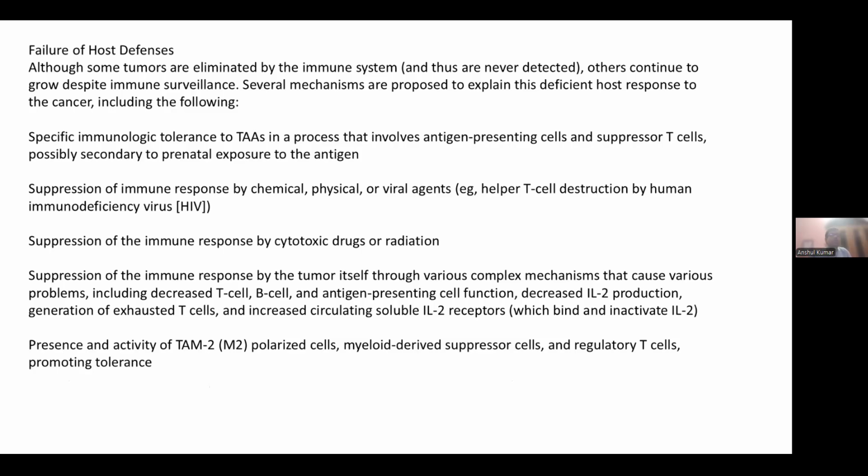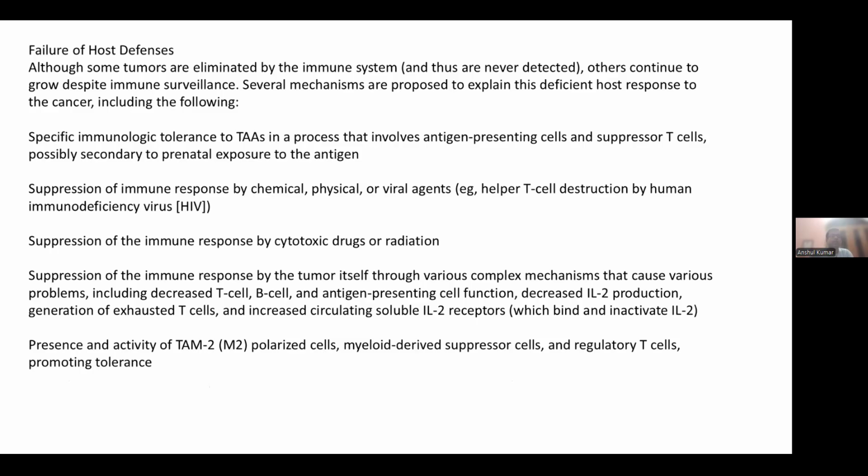Next, how there is a failure of host defenses. Although some tumors are eliminated by the immune system, others continue to grow despite immunosurveillance. Several mechanisms are proposed. What are they? They are a specific immunological tolerance to TAs, a process that involves antigen presenting cells and suppressor T cells, possibly secondary to prenatal exposure to the antigens.